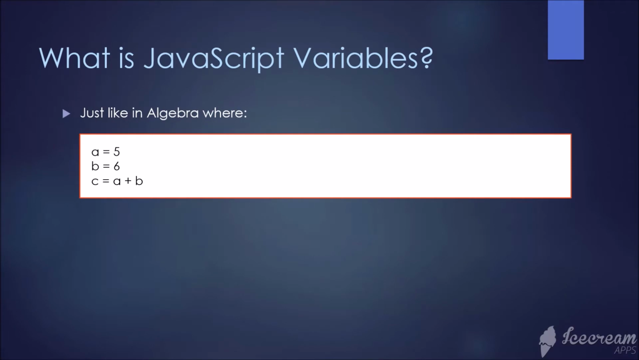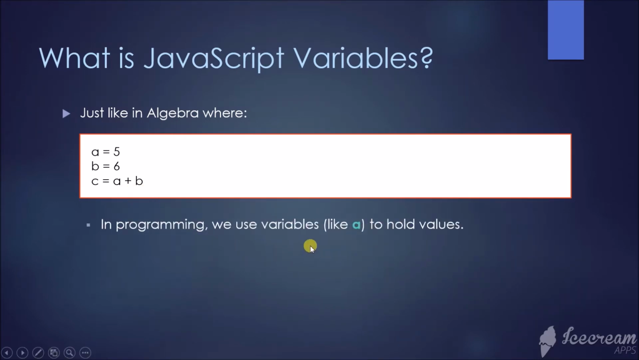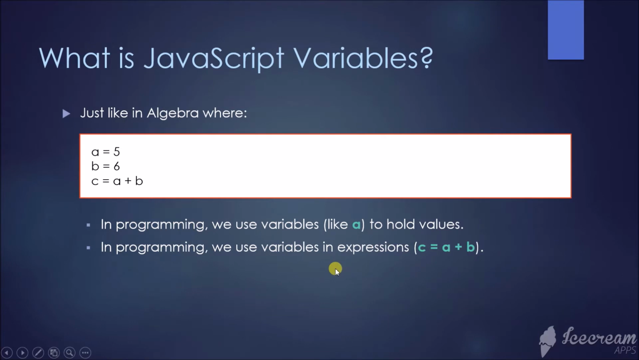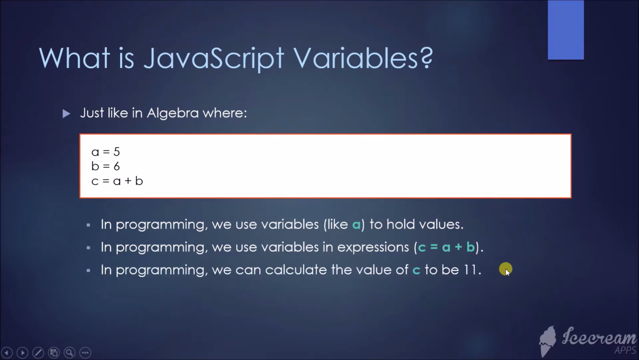So just like in algebra, where A equals 5, B equals 6, and C is equal to A plus B. In programming, we use variables like A to hold values. In programming, we use variables in expressions, kagaya ng C equals A plus B. And in programming also, we can calculate the value of C to be 11. Okay?